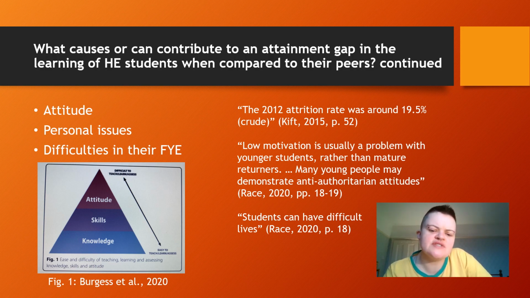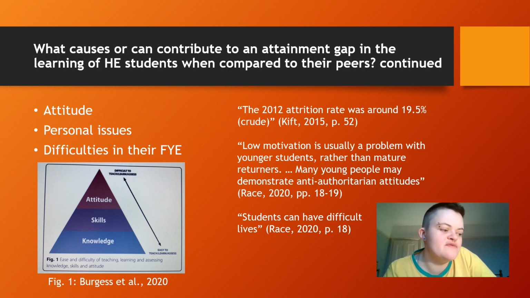And then Race acknowledges as well, again under personal issues, and similar to what Kift talks about in her chapter, students can have difficult lives. Okay, students can really struggle with academia for a number of reasons. Race actually writes, first year direct entry and international students may be far from home, family, friends, social and cultural networks and familiar environments for the first extended time in their lives.